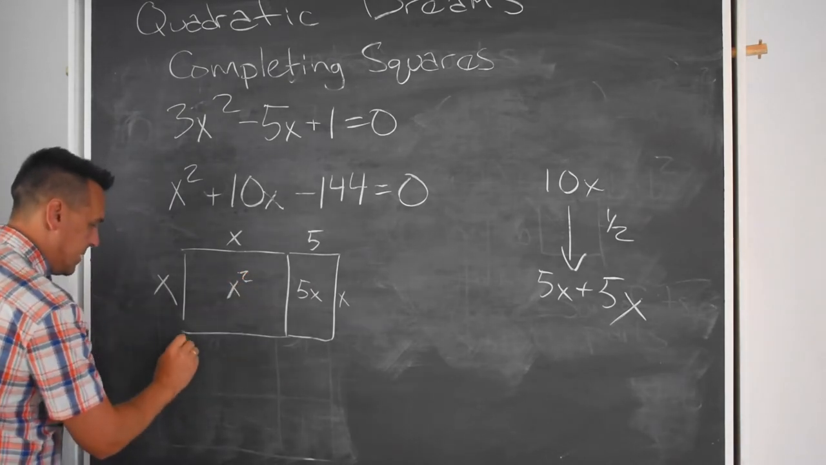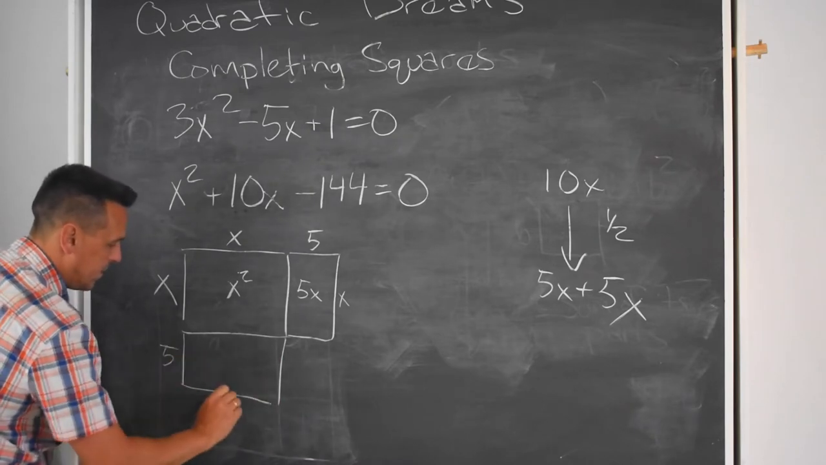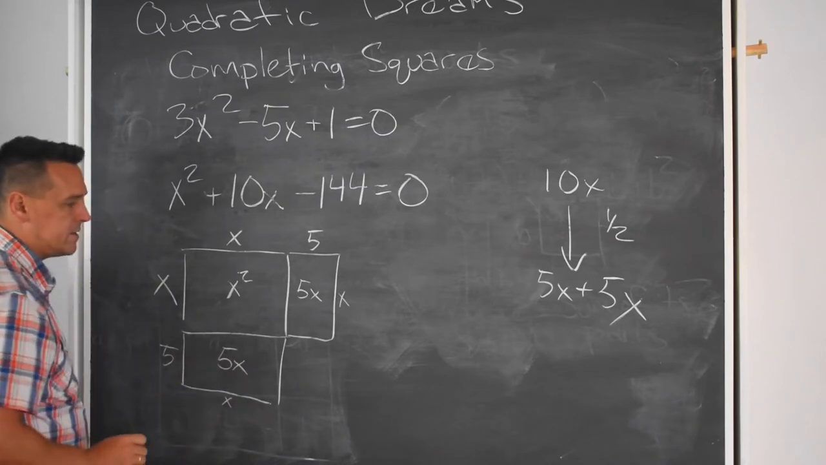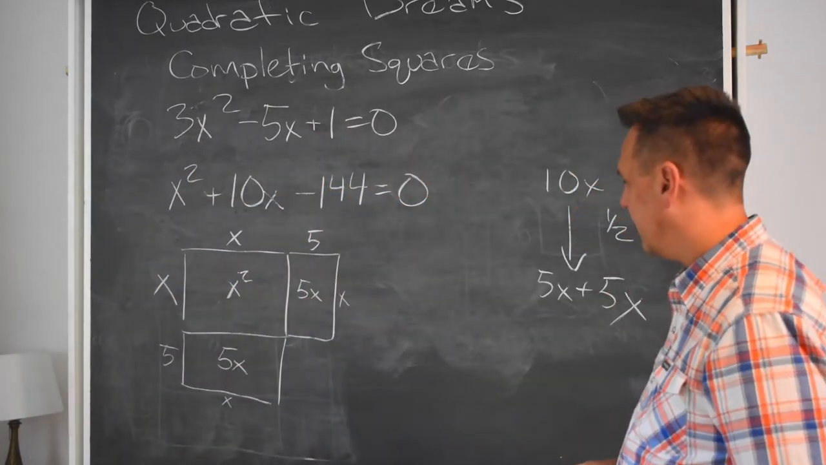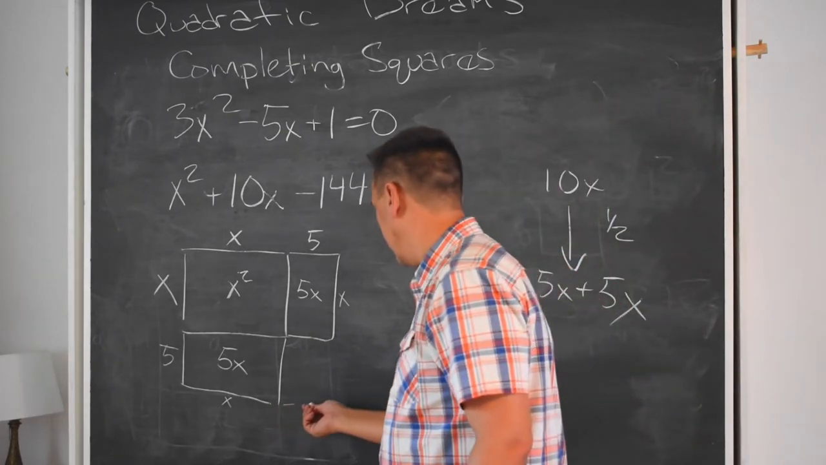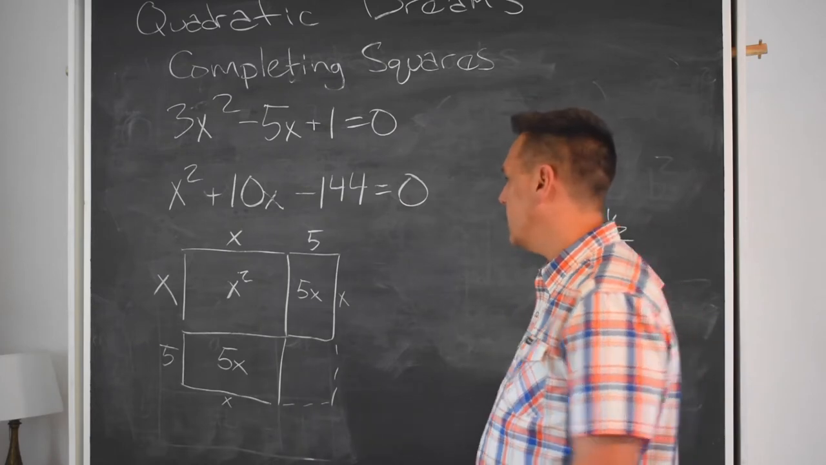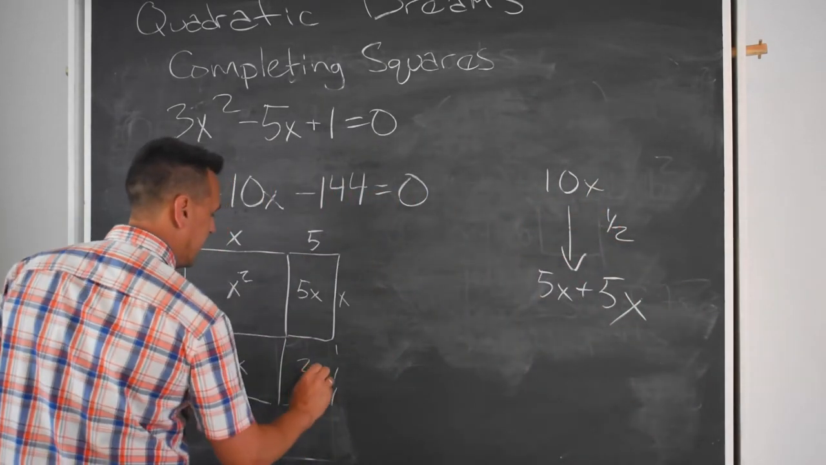And then we do the same thing down here. We go down 5. We go over x so that this rectangle is 5x. Now, you'll see what that does is there's that little hole there. This little hole. And we know the sum of squares. We know how big that hole is supposed to be. It's going to be 5 times 5. This is going to be 25 here.